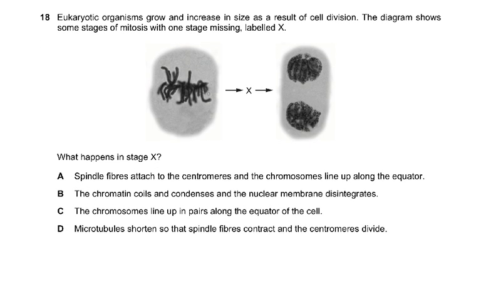Then coming to question number 18, eukaryotic organisms grow and increase in size as a result of cell division. The diagram shows some stages of mitosis with one stage missing labeled X. So this is metaphase and then this is telophase. The answer is D because they are describing anaphase between metaphase and telophase, but they're not asking for the stage, they're asking you: microtubules shorten, the spindle fibers contract and the centromeres divide.